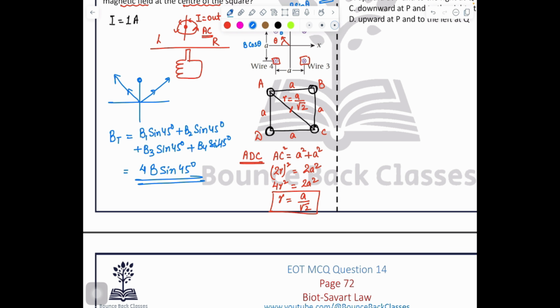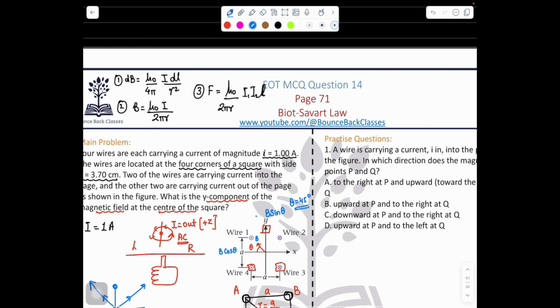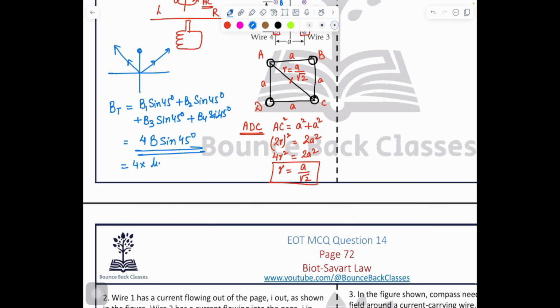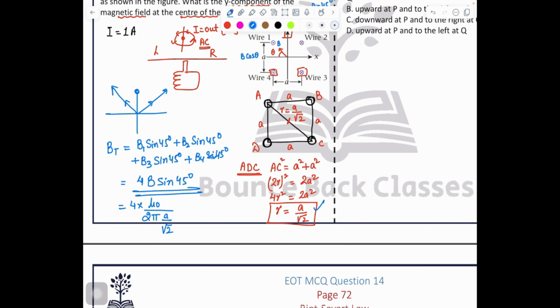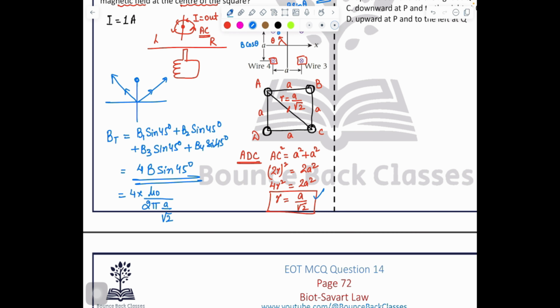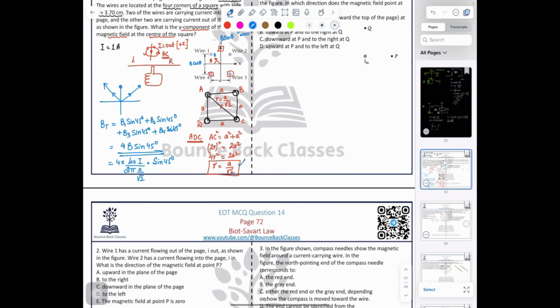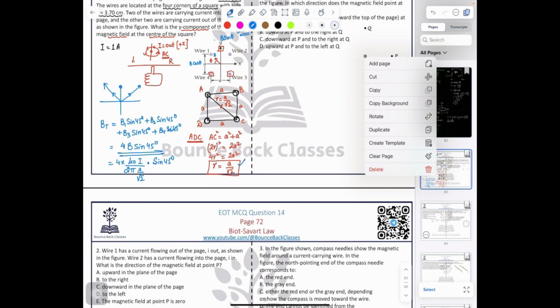Place the value. We know 4 times. What is the value of B? Which formula? Formula number 2, because we are looking for the full wire. So mu naught I over 2 pi R. What is R? A by root 2. So 4 times mu naught I over 2 pi times A by root 2, multiplied by sine 45 degree. Clear? I will add a page here so that it will be convenient for you to understand.